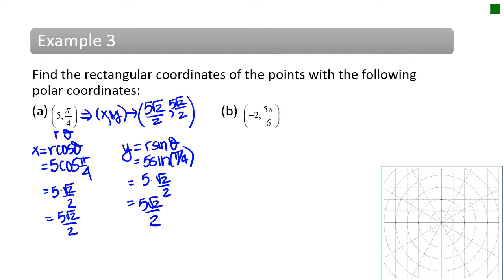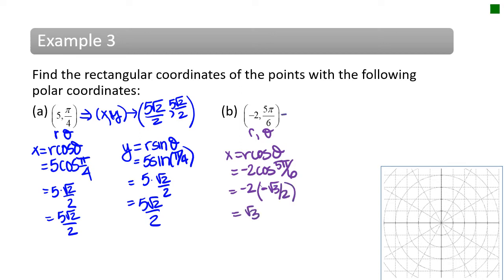Okay, if I was doing this other one, same kind of deal. There's your r, there's your theta. So x equals r cosine theta. That's going to equal negative 2 times the cosine of 5 pi over 6. So the cosine of 5 pi over 6 is going to be the negative of the cosine of pi over 6. So that's root 3 over 2. So that ends up giving me negative root 3.